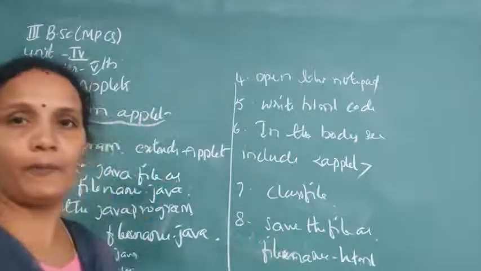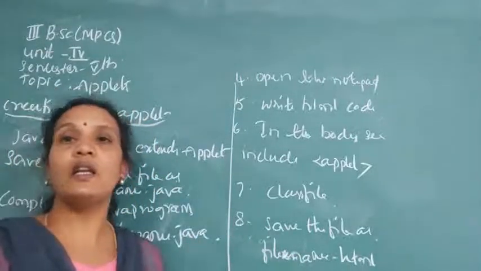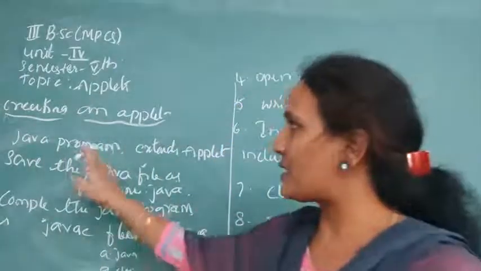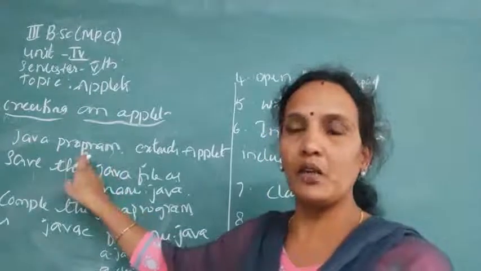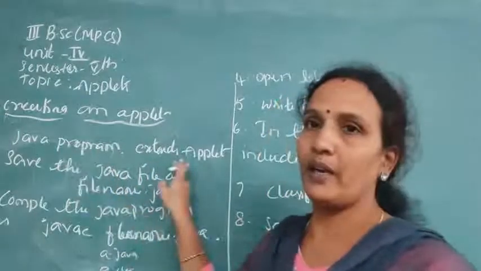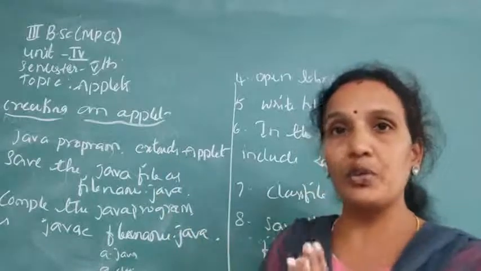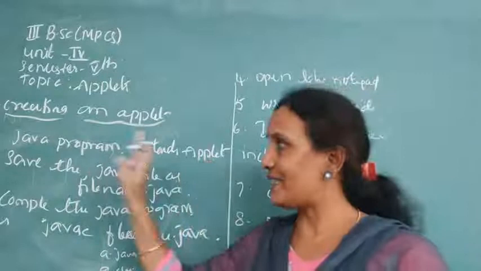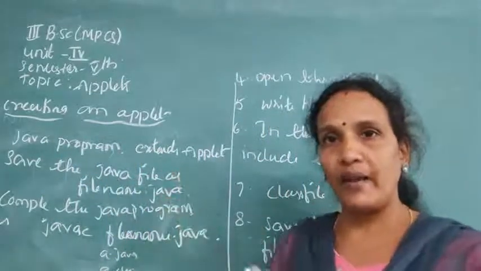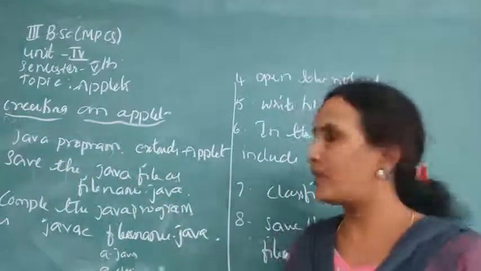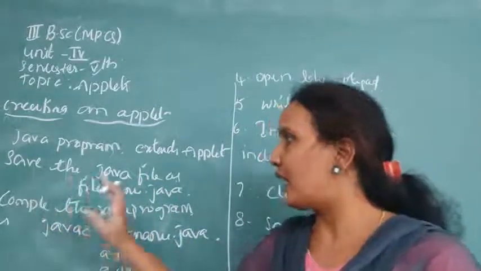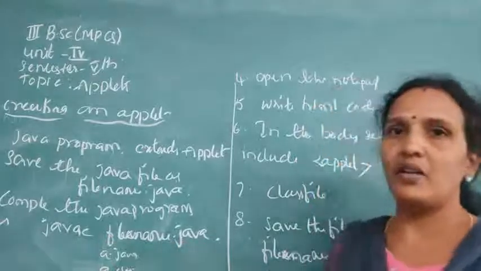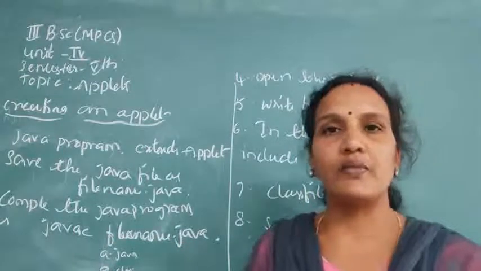After saving, actually this is the process for creating a Java applet. First, the Java program: open the notepad, write the Java program, and the program should extend the applet class. Next, save the file as file name dot java. After that, compile the program: javac file name dot java. If there is no error, the class file will be generated.